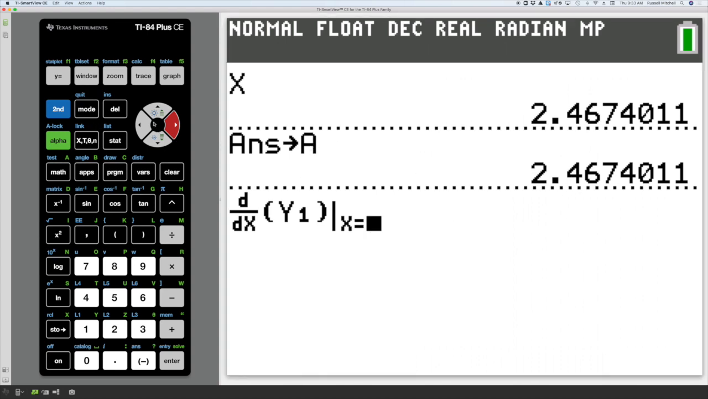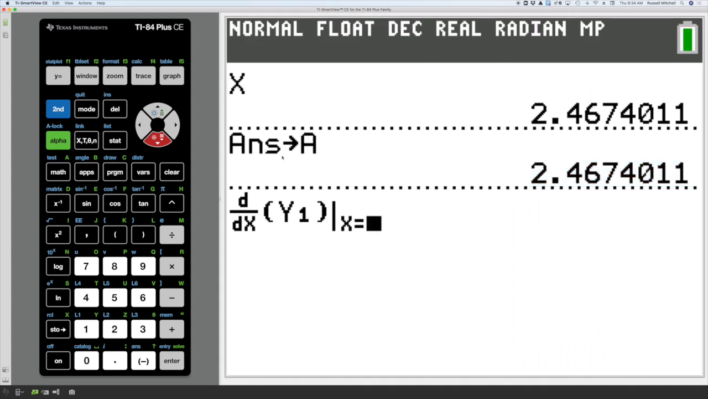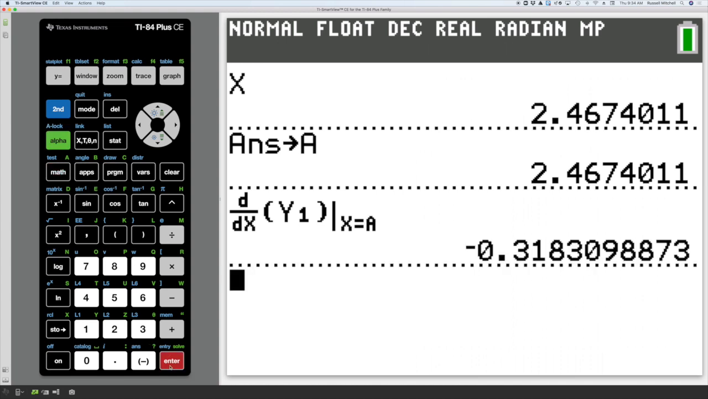Now you could go up on top of it, highlight it, and then press enter, and I think it'll put it here. But the whole point of storing it as A is we can just press alpha and A, okay? So if we do that, you get this value, right? It's negative 0.318. And you look at the answer choices, and that's one of them, right?